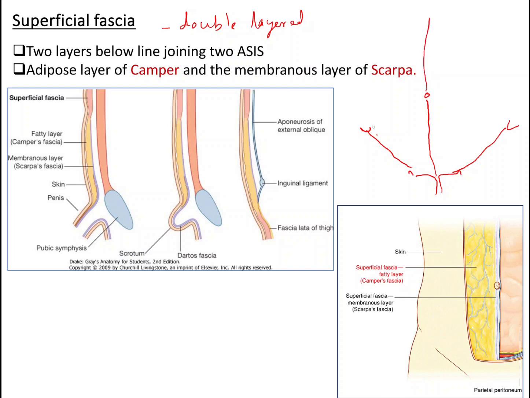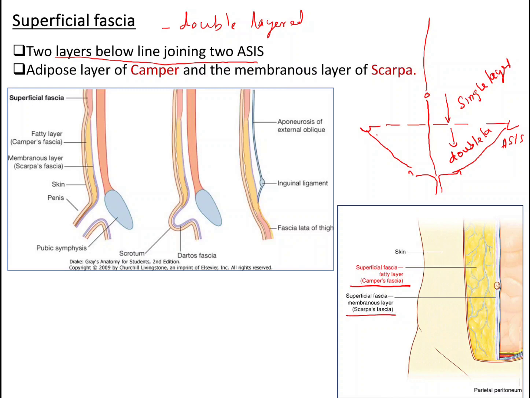If we make an imaginary line connecting the anterior superior iliac spines, up to this imaginary line the superficial fascia of the anterior abdominal wall has a single layer, and below this imaginary line the superficial fascia is double layered. So it has two layers below the line joining the anterior superior iliac spines: the superficial fatty layer and the deep membranous layer.